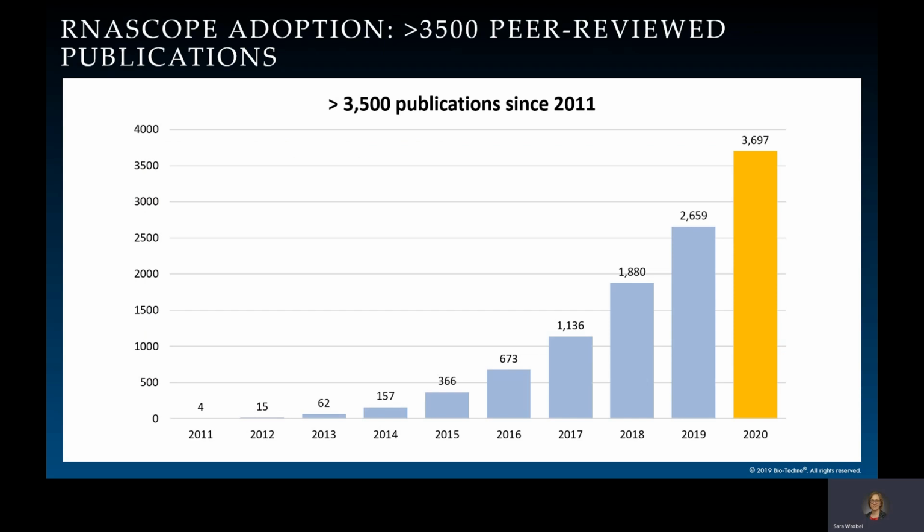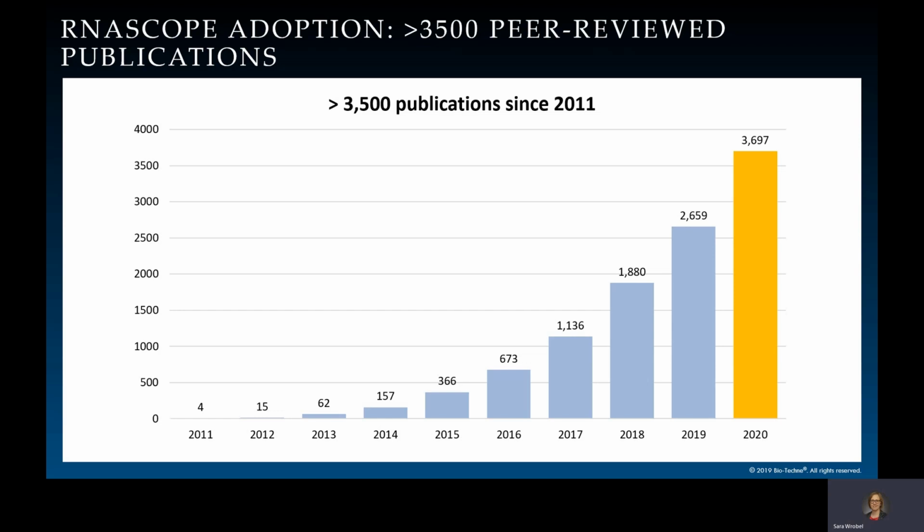Since RNAscope technology was released onto the market, our first publication came in 2011. And since then, we've had over 3,500 peer-reviewed papers published in numerous journals, including many top-tier ones. In 2020 alone, with the adoption of spatial transcriptomic technologies, we had a 30% jump in our publications. We found through working with researchers worldwide that our technology is highly relevant across multiple fields of research, with over 40% of our publications in cancer research, followed then by a high level of publications in neuroscience and infectious diseases.